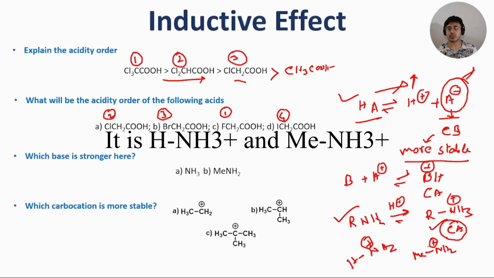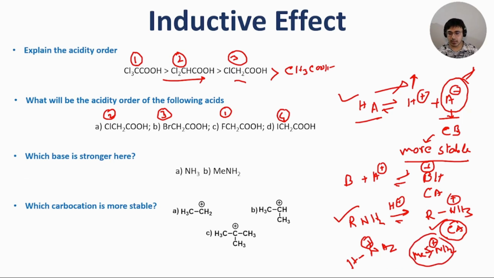So here, in the case of ammonia and in the case of methyl NH2, which conjugate acid is more stable? Because of the plus I effect, the conjugate acid of methyl NH2, that is MeNH3 plus, is more stable. So as it is more stable, this one is more basic. So this is the way, with the help of the Bronsted acid base concept, we can explain acidity and basicity.